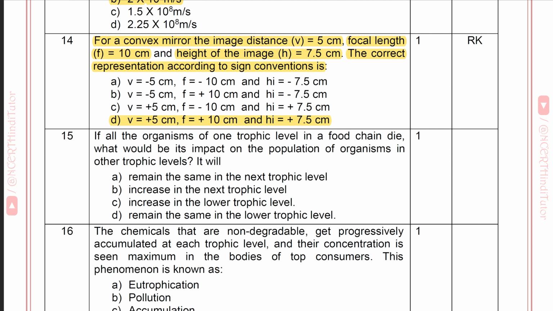7.5 cm. Question 15. If all the organisms of one trophic level in a food chain die, what would be its impact on the population of organisms in other trophic levels? It will answer C. Increase in the lower trophic level.